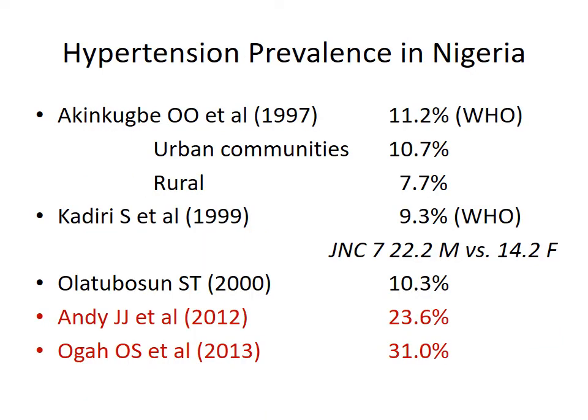Now, these are just values of blood pressure in Nigeria, and I want you to focus on the timing of these studies. When Akinkugbe did the National Survey of Hypertension, he reported a prevalence of 11.2%, and it showed that blood pressure was higher in urban communities than in rural communities. The Kadiri study 2 years later had a range of about 9.3, which was close to Akinkugbe's. But later studies, especially by Ogah, showed that it could be as high as 31%. So there's that feeling that blood pressure is increasing even in communities.